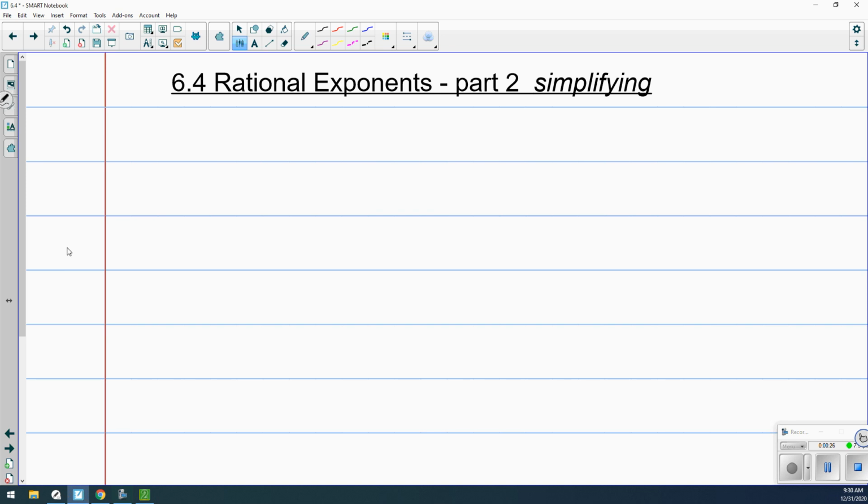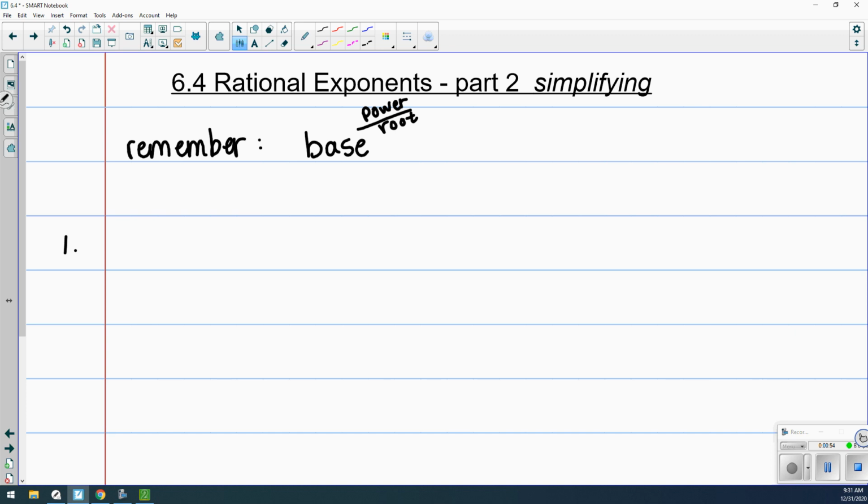So what I'd like you to begin with is just a reminder. I want you to remember that if you have a base and a rational exponent, the numerator is the power and the denominator is your root. And we want to simplify today. When we're simplifying, we're going to have no negative exponents and we're going to have no rational exponents. We're going to be working only in roots. All right, so let's do some examples.